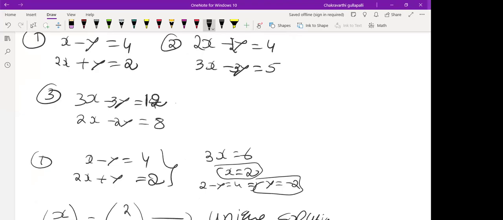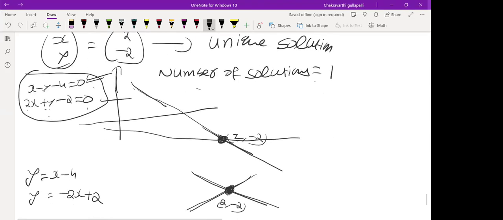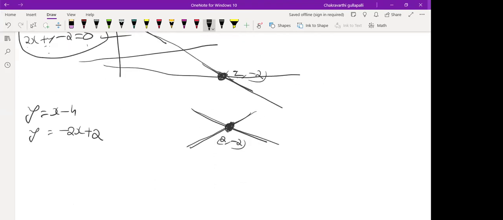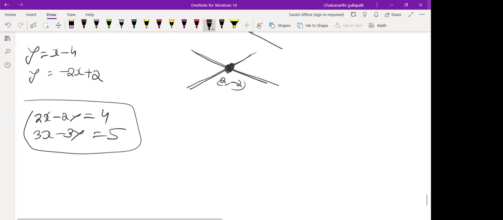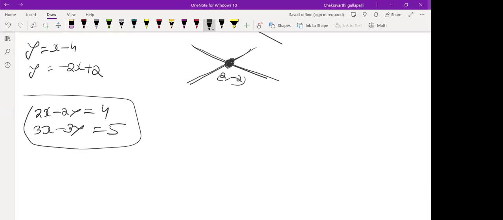If we take the second equation, 2x minus 2y is 4, 3x minus 3y is 5. These are the equations. If we try to solve them, the first equation is giving you x minus y is equal to 2, and the second equation gives 5 by 3.